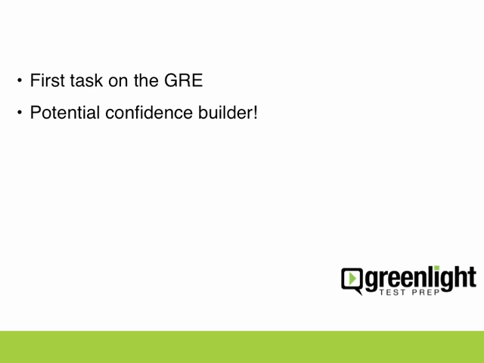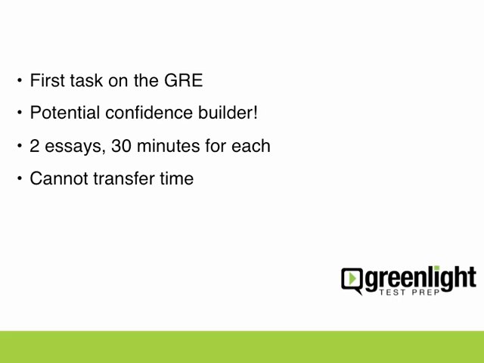In the AW section, you write 2 essays and you have 30 minutes to write each one. Please note that you cannot transfer time from one essay to the other. For example, say you only spent 20 minutes on the first essay. Well, you can't take the additional 10 minutes and apply it to the second essay. Bummer, but that's just how it is.